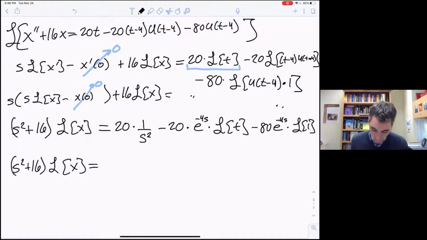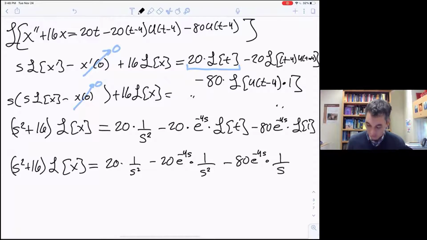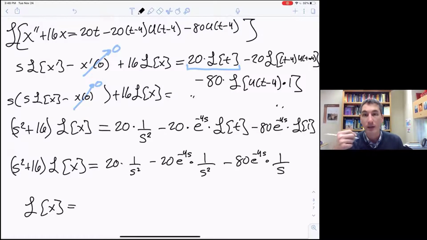So s squared plus 16 times L of x is going to be 20 times 1 over s squared, minus 20 e to the minus 4s, L of t is also 1 over s squared, and then minus 80 e to the minus 4s times L of 1, and that's just 1 over s. And then L of x would be what we get when we just divide everything by the left-hand side, s squared plus 16, which is the characteristic equation for an undamped harmonic oscillator.